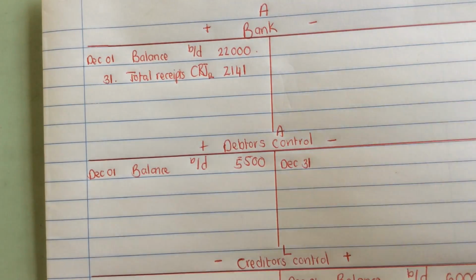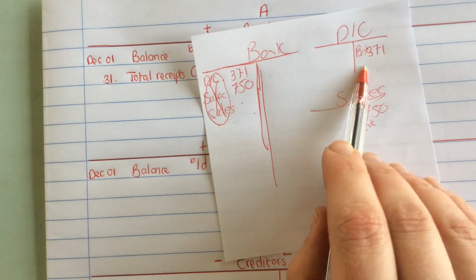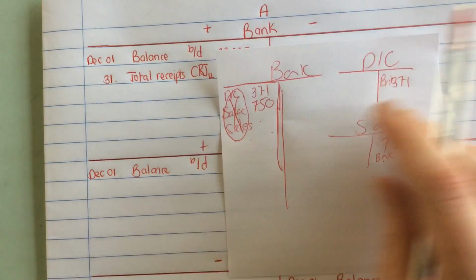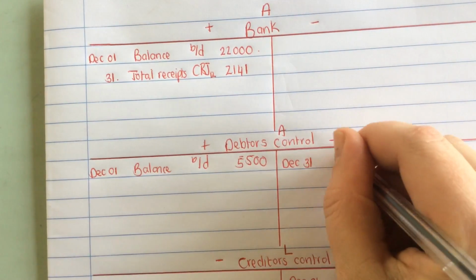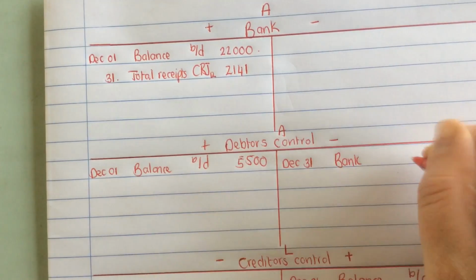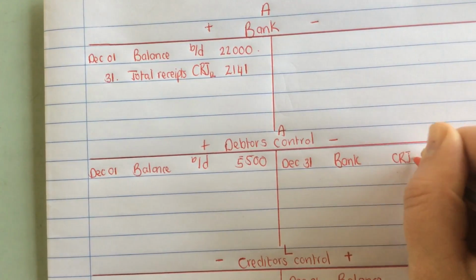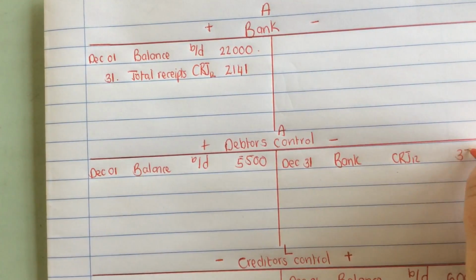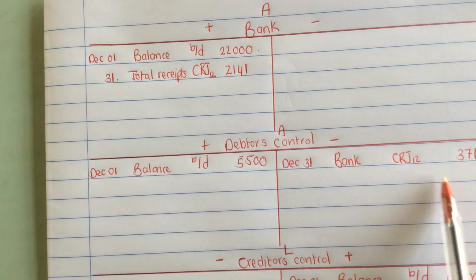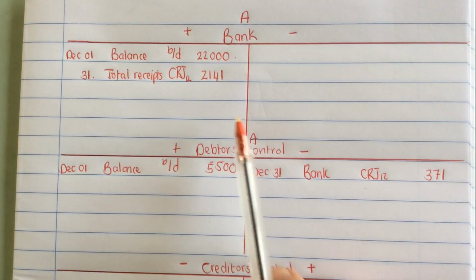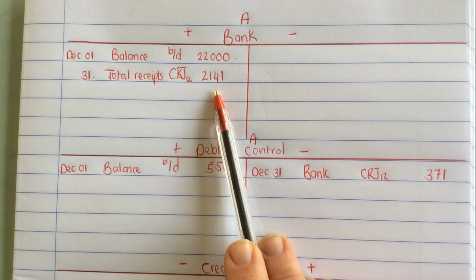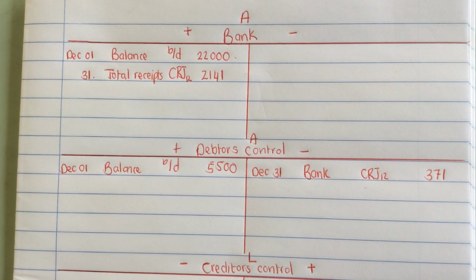We look at our T accounts. You would have written in debtors control, bank. So I'm going to write here bank. CRJ12, and the amount's 371. This 371 is included in that total receipts amount. Okay, we'll stop there.